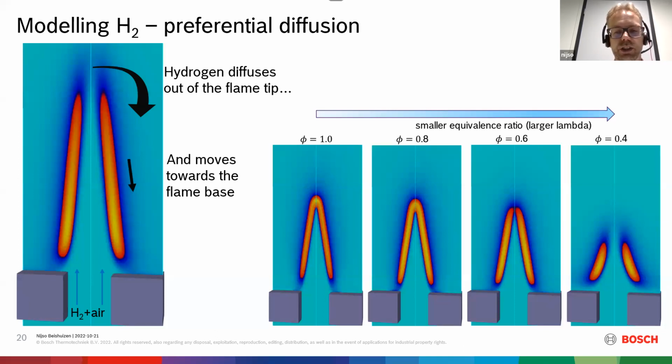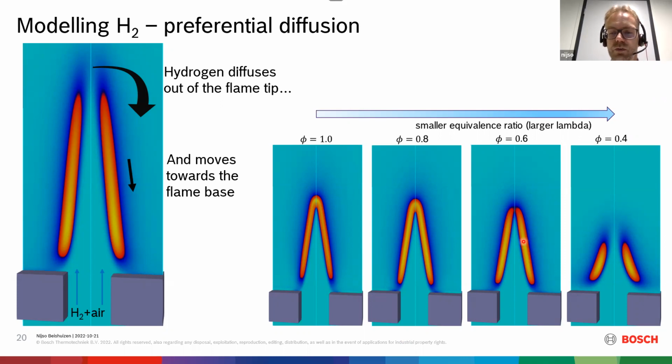In the images here on the right, we see from left to right some hydrogen flames with a decreasing equivalence ratio. Each time that we decrease the equivalence ratio, the inlet velocity is adjusted to the theoretical value for the laminar flame speed at the inlet, such that the flame height stays more or less the same.